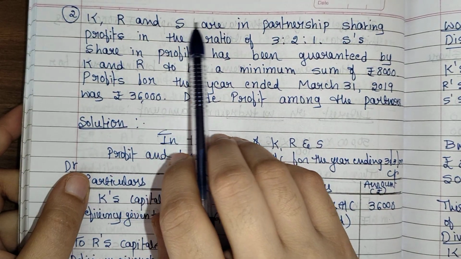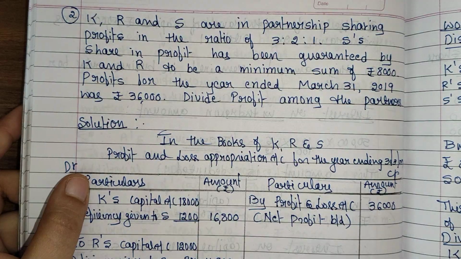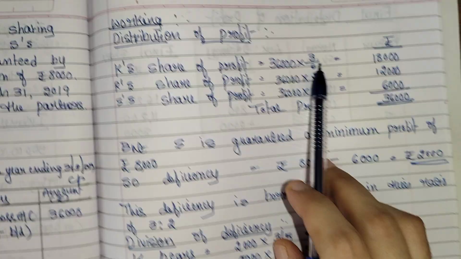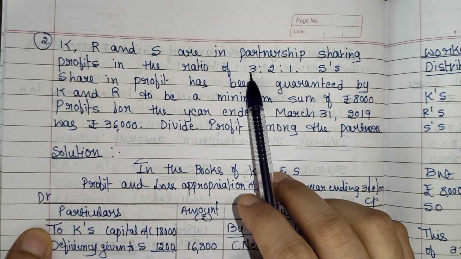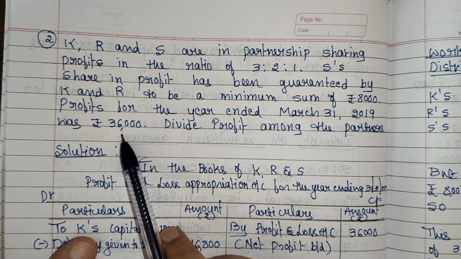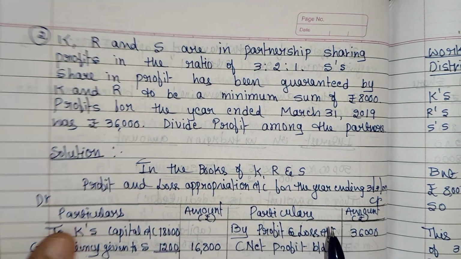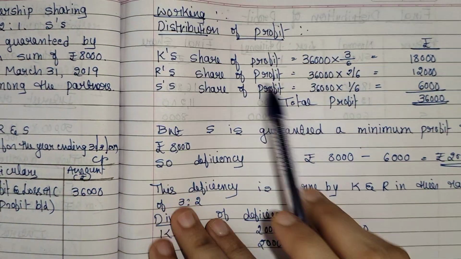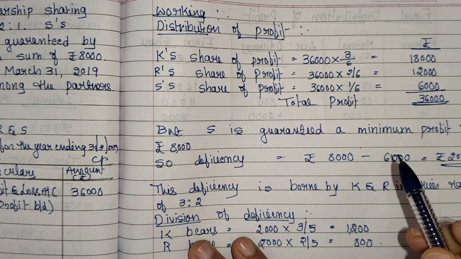K, R and S are in partnership sharing profit in the ratio of 3:2:1. So K's share of profit means 3:2:1. 3 plus 2, 5, 5 plus 1, 6, right? 3 divided by 6. The profit is 36,000. 36,000 into 3 divided by 6, that is to K. That is his share of profit, how much? 18,000. And R's share of profit, 36,000 into 2 divided by 6.